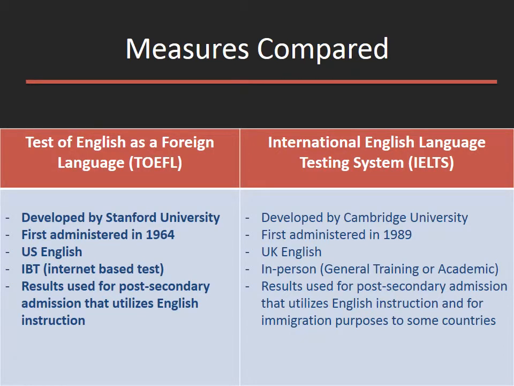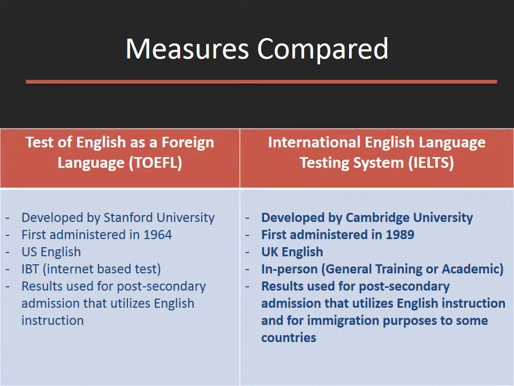The TOEFL originated in the United States of America as it was developed by Stanford University and was first administered in 1964. Because of its origin, the test does ask its questions in US English and has recently shifted to something called the IBT, or the Internet-Based Test. The results for this test are used for post-secondary admission for colleges and universities that utilize English instruction.